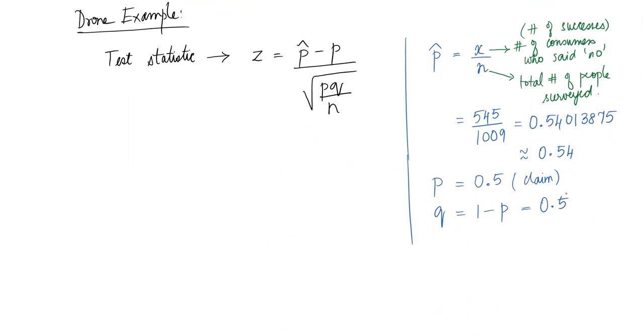We have all the details we need, so let's come back here and plug it in. So 0.54 minus 0.5 divided by square root of 0.5 times 0.5 divided by 1009. Please do not round beforehand. Use a calculator to punch them all in, and the final answer is what you want to round. Okay?